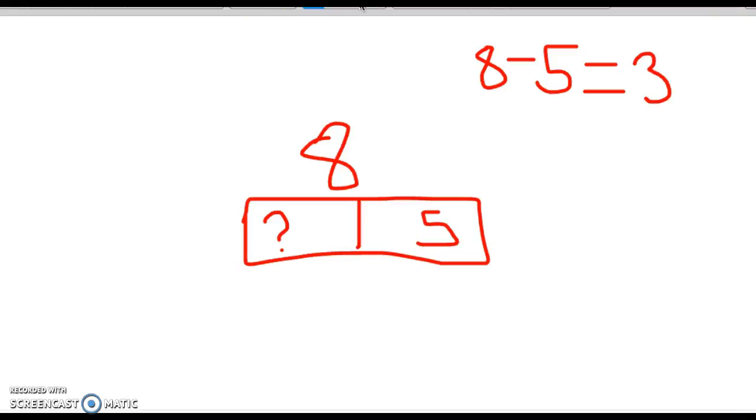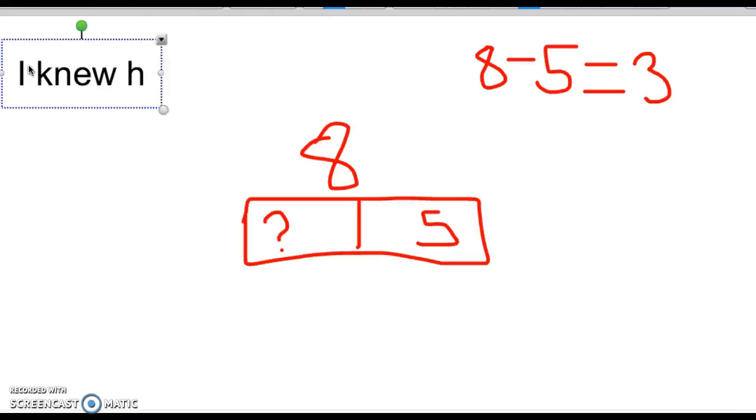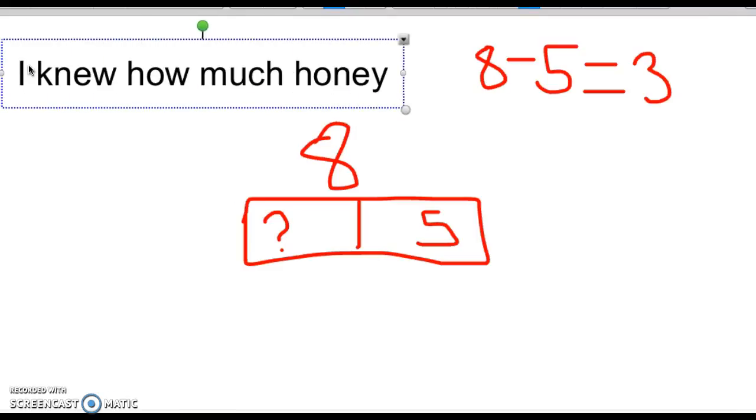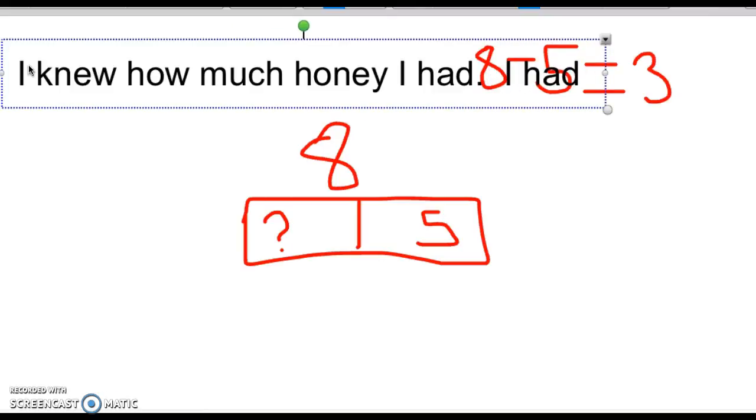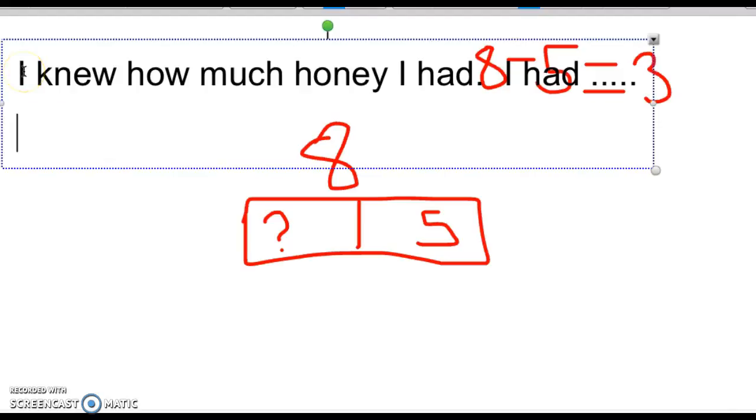Okay. The other part of our question was to use a diagram, and a tape diagram would be great. A number sentence like this would be great for numbers, but what would words look like? So you might say, I knew how much honey I had. And you could fill in however much you had in that part.